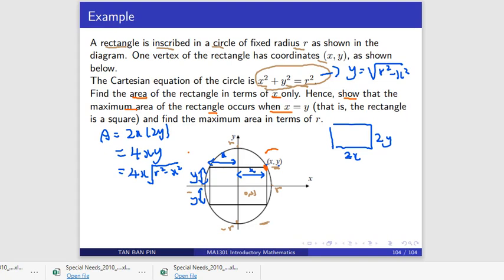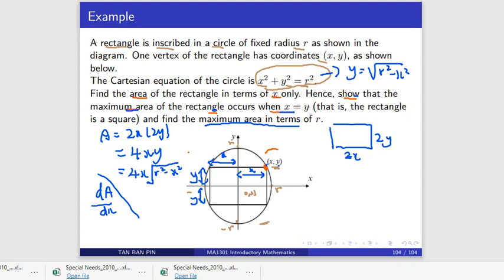And after that, you are supposed to show that the maximum area of the rectangle occurs when x equals y. So we are going to do differentiation. And you are supposed to find the maximum area in terms of r also. And you'll find that if you work out dA/dx directly, it's complicated because it involves a square root sign.